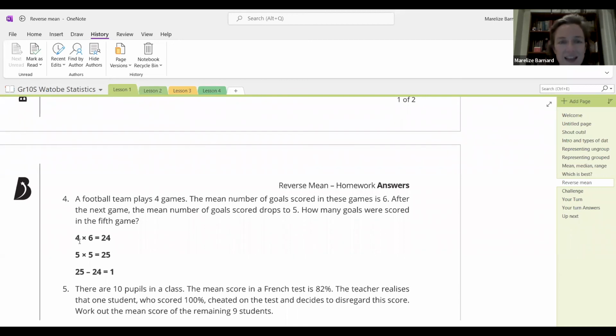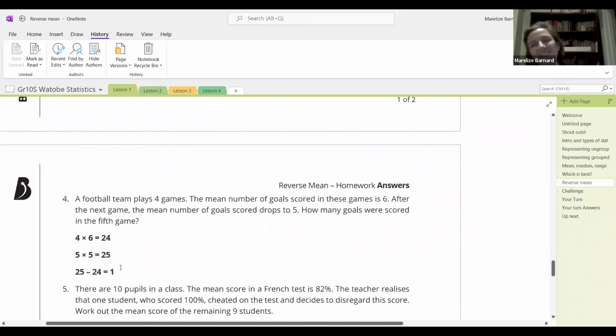After the next game, the mean number of goals scored drops to 5. So in 5 games, the mean is 5, so now we times that by 5, that's 25. Then we work out the difference between the 2 numbers, and that's 1. I'm going to leave it there for this evening. 4 games, 6 goals, 5 games, 5 goals.